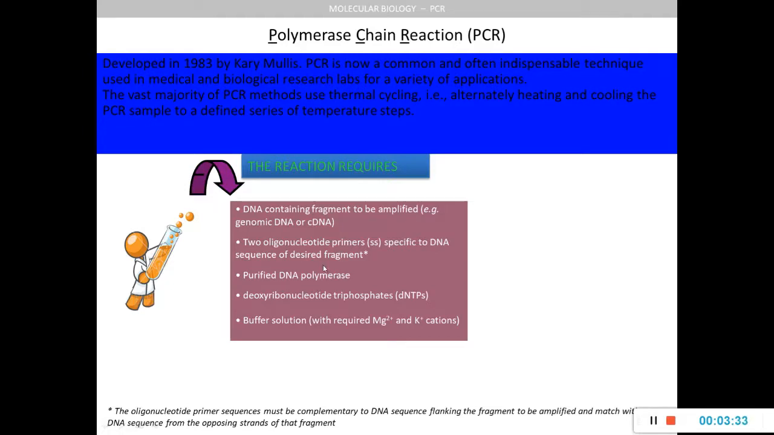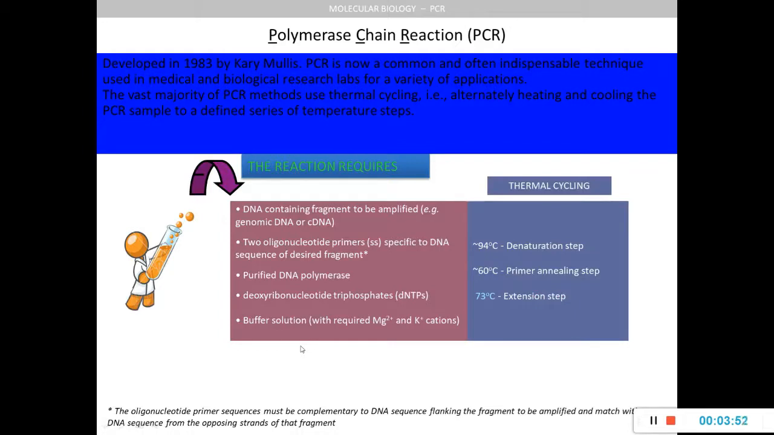Then, what is DNA polymerase? DNA polymerase is an enzyme which helps in DNA synthesis. And dNTPs serve as the building blocks for the DNA synthesis. And this, of course, is a buffer solution which will help us maintain the particular pH while the DNA synthesis happens. And you also need a process called thermal cycling. Thermal cycling is a series of steps which will help us to denature the DNA.